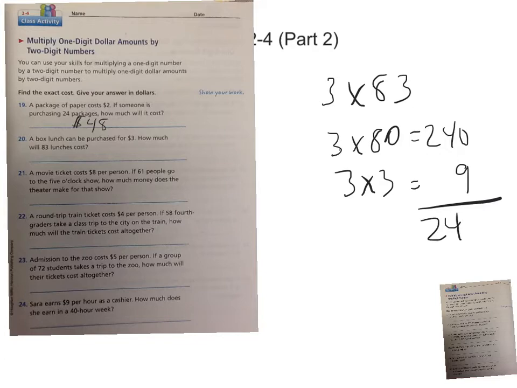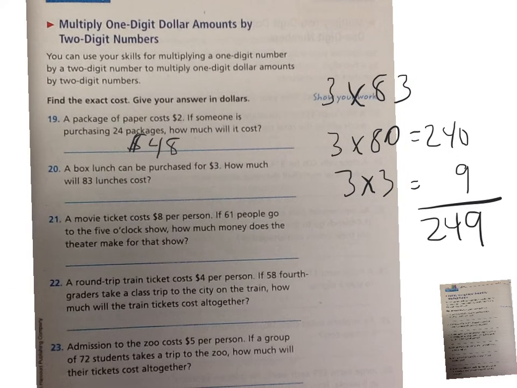I'm just going to multiply by tens first and go 3 times 80, and then multiply the ones next, 3 times 3, and add them. 3 times 8 is 24. Put my 0 back on. It's just an extended multiplication fact. 3 times 8 is the multiplication fact, and you extend it by adding a 0. 3 times 3 is 9. Just add them together, you get 249. So for your answer at number 20, it should be $249. Make sure you put the dollar sign.